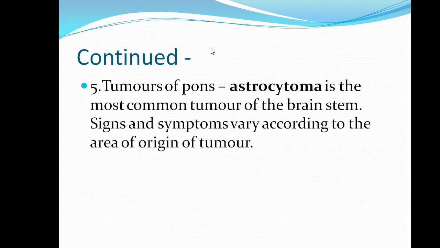Tumors of the pons. Most common is the astrocytoma of the brainstem. Signs and symptoms vary according to the area of origin of the tumor.